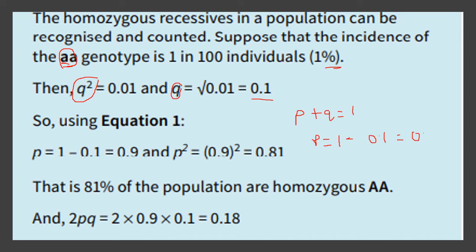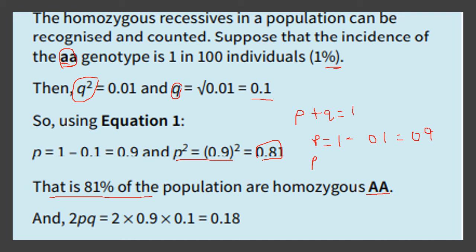Okay, if p is equal to 0.9, then p squared, as you can see here, would be 0.9 squared, which is 0.81. And so that tells us 0.81, if you multiply that by 100, you will get 81%. So that tells us that 81% of the population will be homozygous dominant. Remember that p is used to denote the dominant allele and q is used to denote the recessive allele.